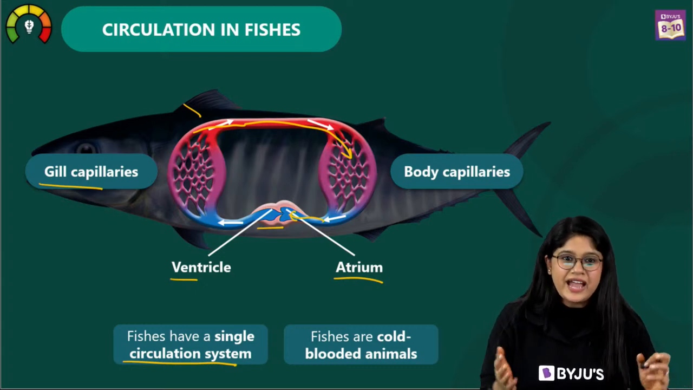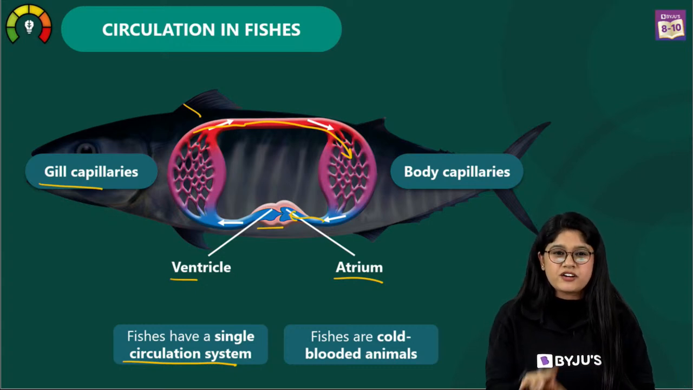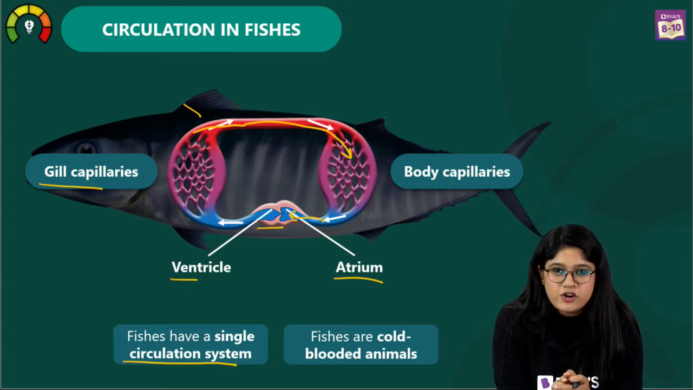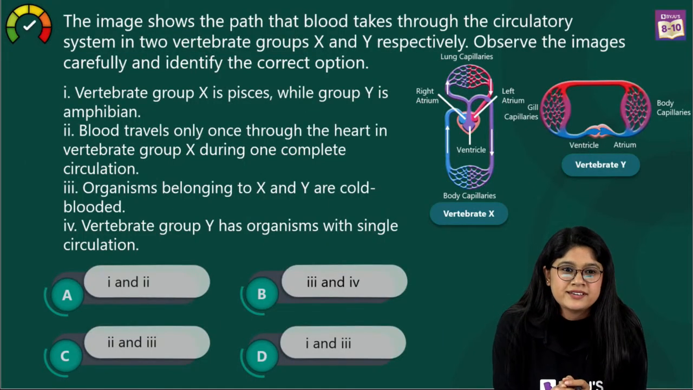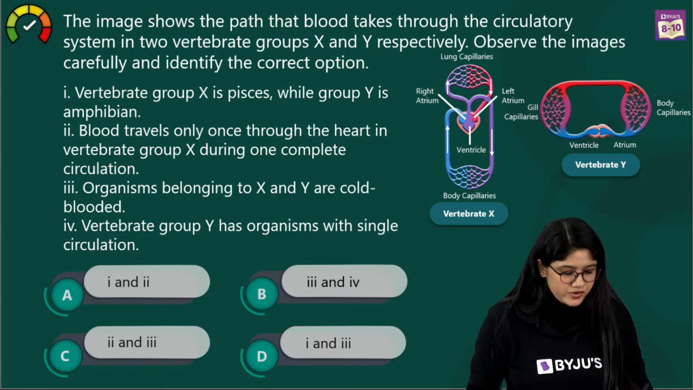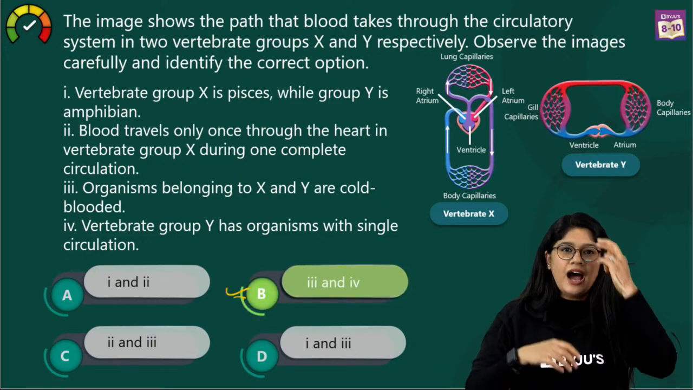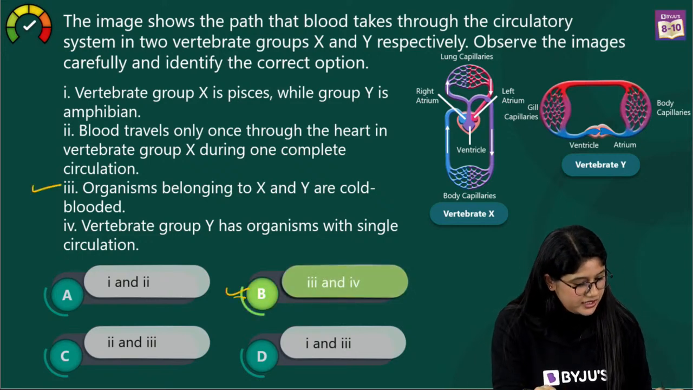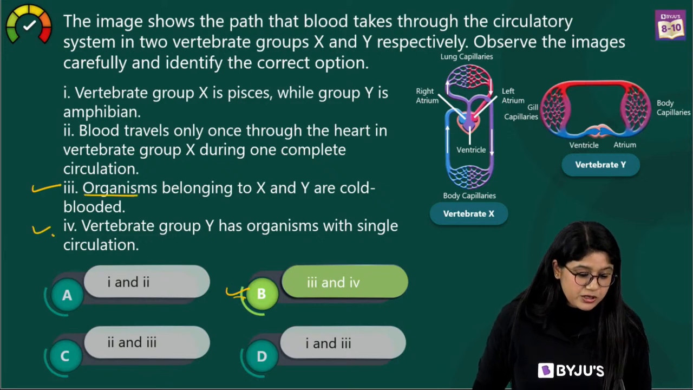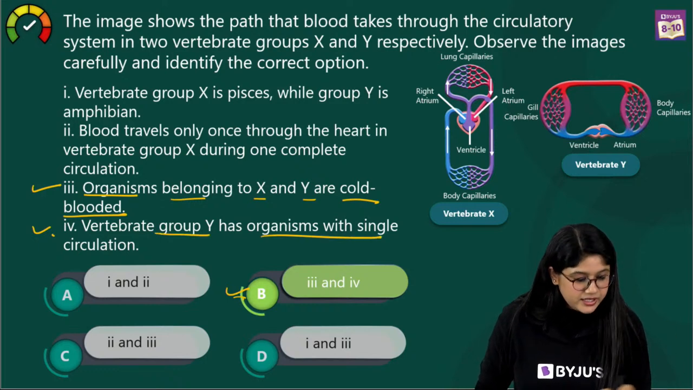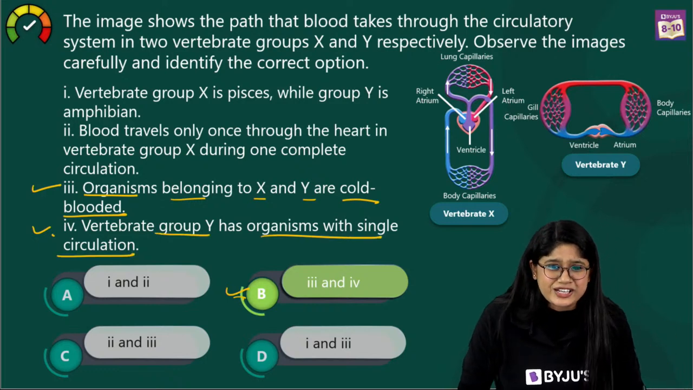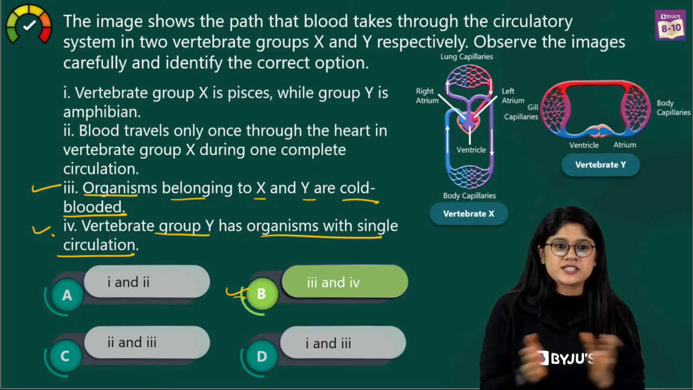So are we clear with it? I can see the answers already, but I have to explain this because there are a few confusions here. Yes, B for BYJU'S, that's the correct answer. This is the vertebrate Y, and of course we have the answer with us. I can see a lot of B's over here. Awesome. So we have the answer with us, that is B. Now, can you tell me what statements 3 and 4 say? Organisms belonging to X and Y are both cold-blooded. Definitely they are cold-blooded. And Y has a single circulation. That is the fishes, right? They have a single circulation. Awesome. It was an easy question.